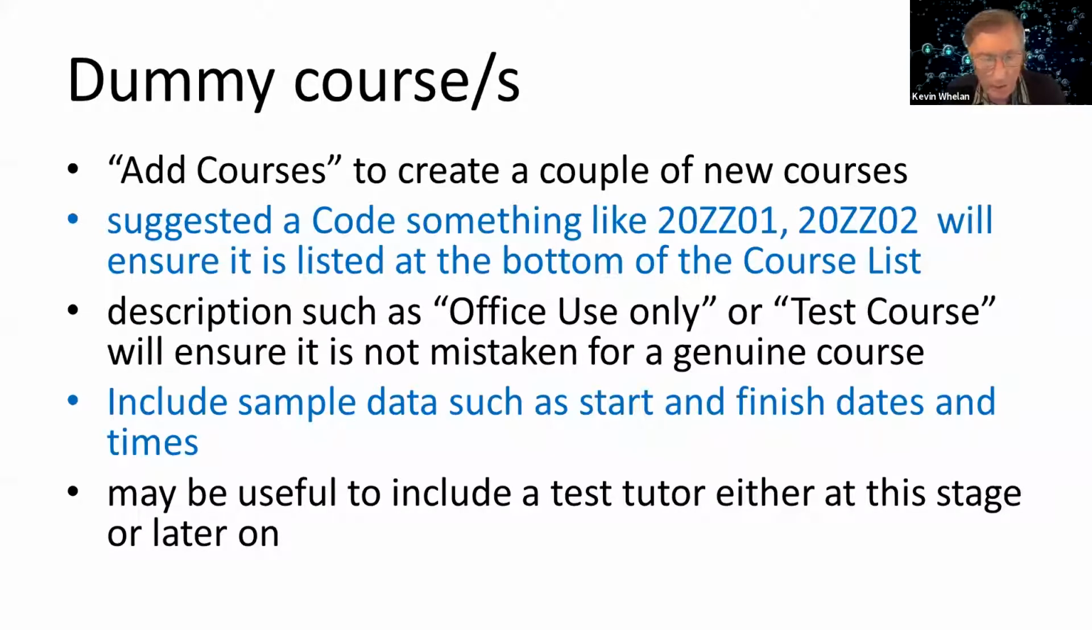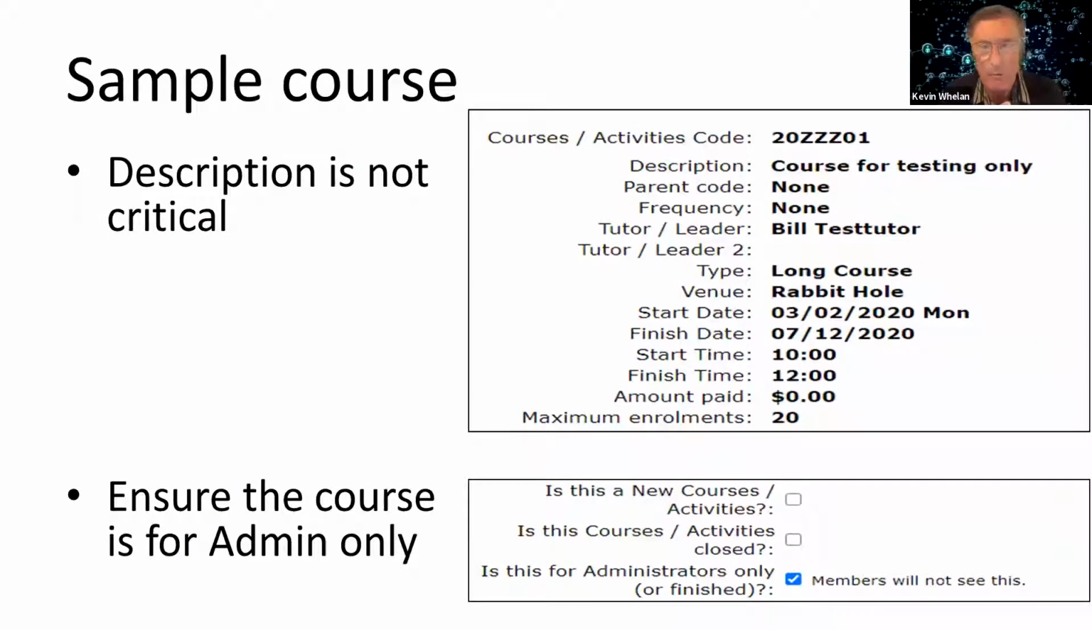You would need to include a start date and a finish date, and start time and finish time. The rest of the detail doesn't really matter very much. So I set one up here, and I've called it 20ZZZ01 and course for testing. Didn't worry about putting in a parent code, frequency, but I've put in a tutor, given it a type, given it a venue, given it the start date, finish date, and start time, finish time.